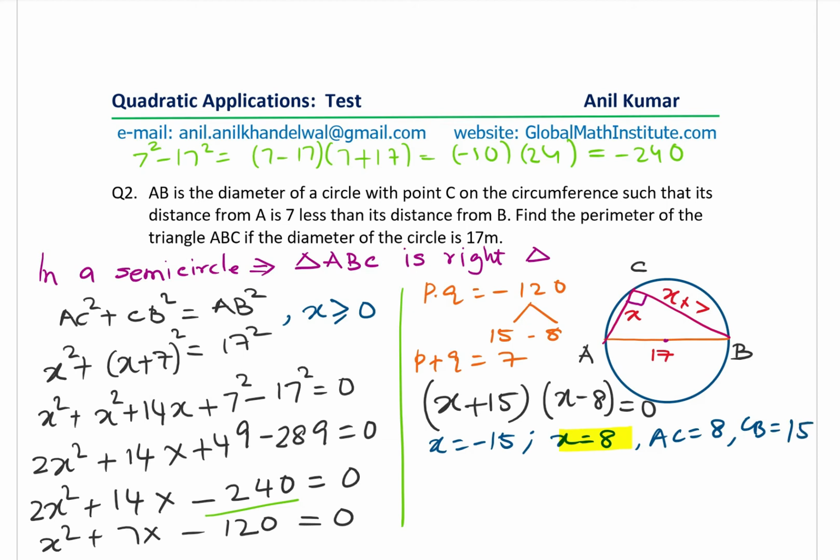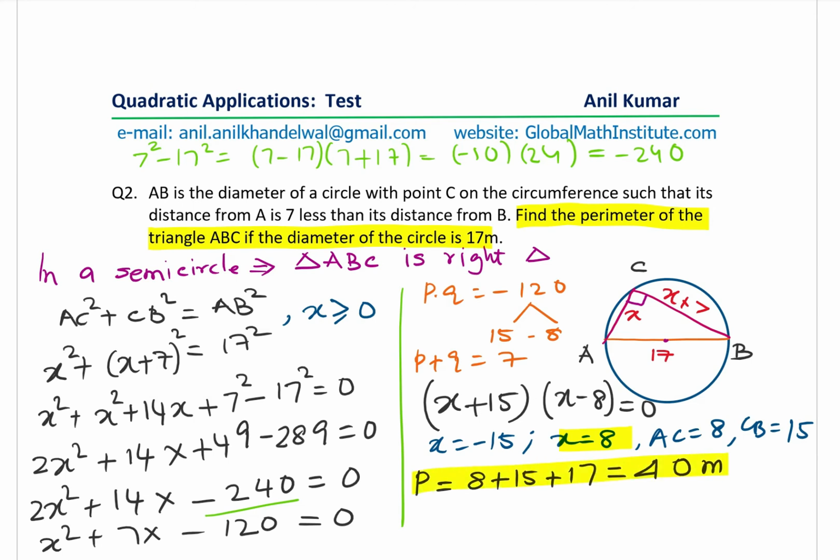And what do we need to find? We need to find the perimeter, right? So the question is to find the perimeter of the triangle, which is the sum of all the three sides. One side is already known to us as 17, and therefore the perimeter P will be equal to 8 plus 15 plus 17, right? So that is how you're going to get the answer. So 8 plus 15 is 23, 23 plus 17 is 40. So we get 40, and the units are meters as the perimeter. So that becomes the solution of the given question.